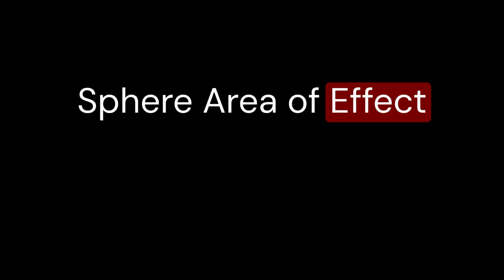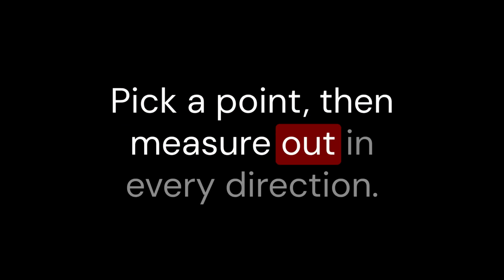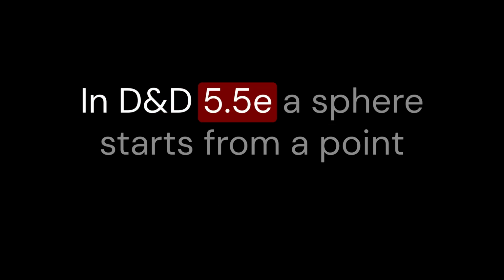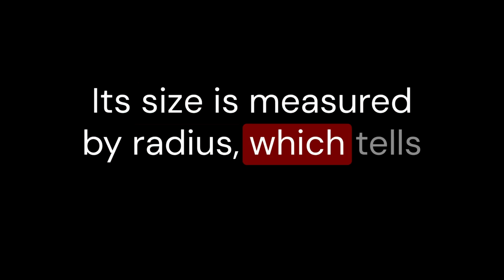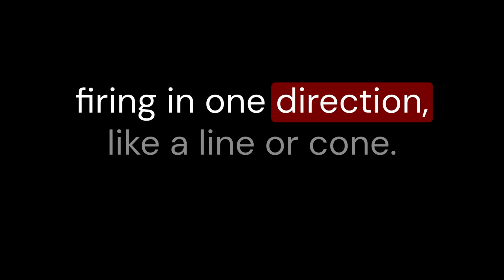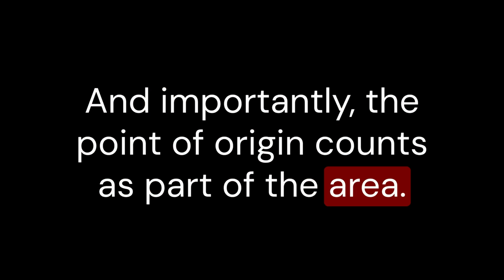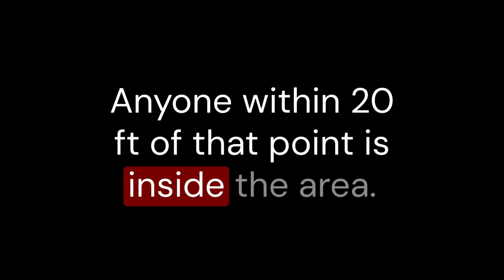Sphere area of effect. A sphere is one of the simplest spell shapes. Pick a point, then measure out in every direction. In D&D 5.5e, a sphere starts from a point of origin and extends outward in all directions. Its size is measured by radius, which tells you how far the sphere reaches from that point. That means the effect expands evenly around the origin instead of firing in one direction, like a line or cone. And importantly, the point of origin counts as part of the area. For example, a wizard places a sphere effect with a 20-foot radius near a cluster of enemies. Anyone within 20 feet of that point is inside the area.